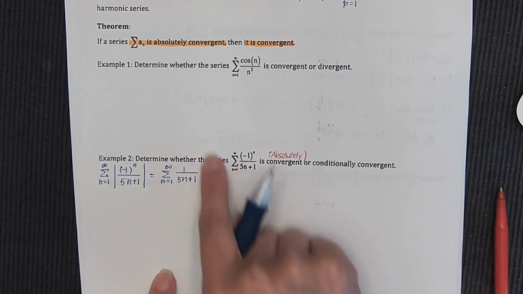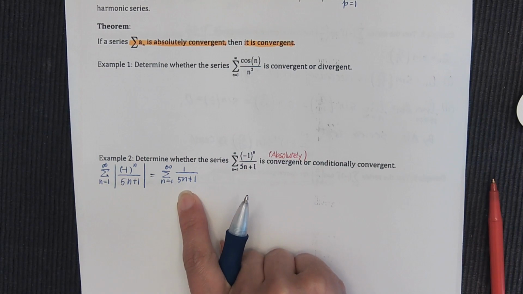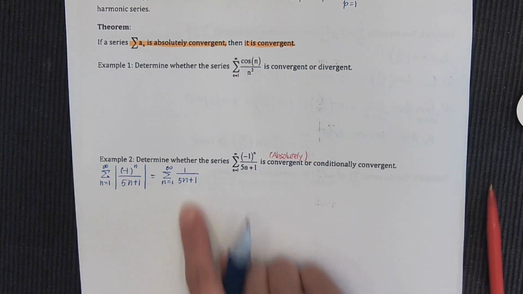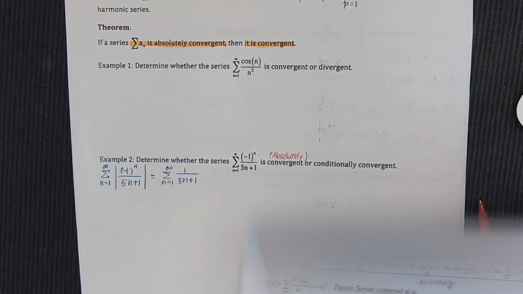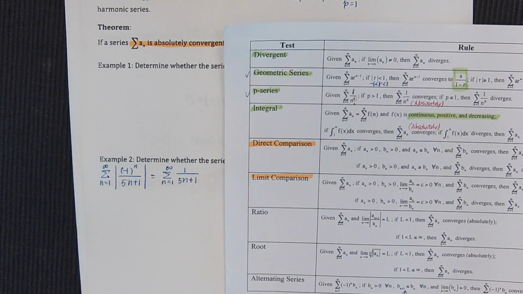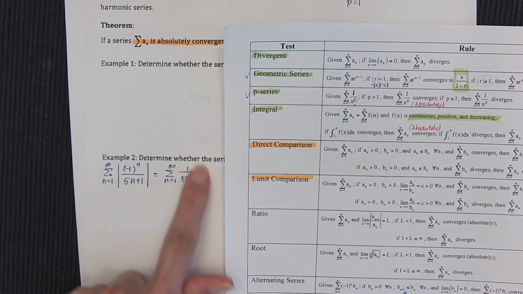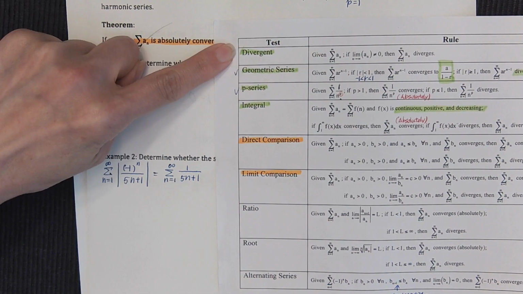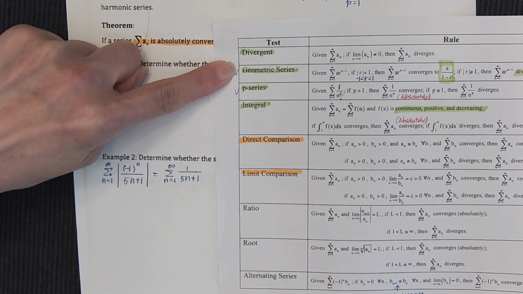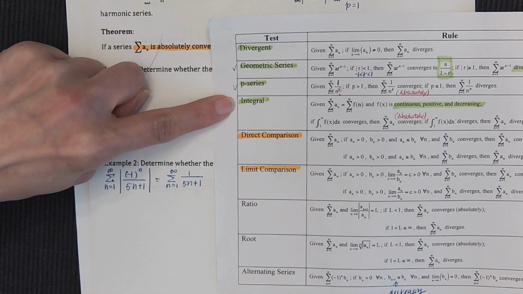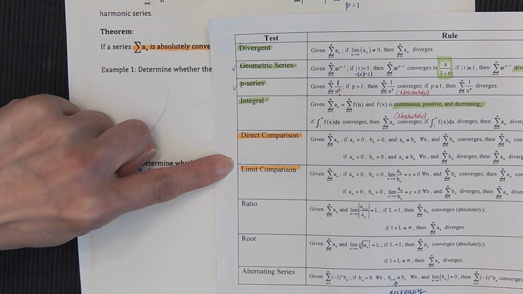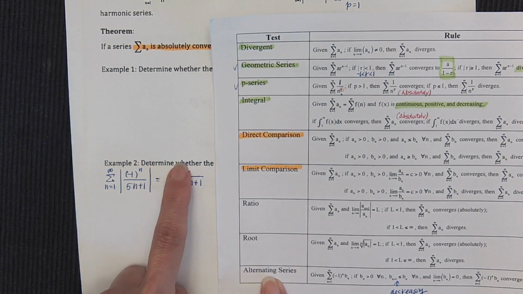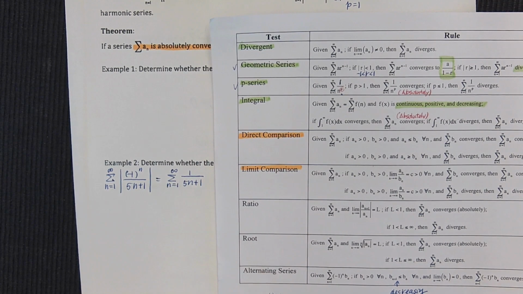Now I need to know whether this one is convergent or divergent. So which test should I use? You have a choice. Should I use the divergence test? The geometric series? The p-series? The integral test? Or the comparison test? Clearly it's not the alternating series test, because there is no negative one here.